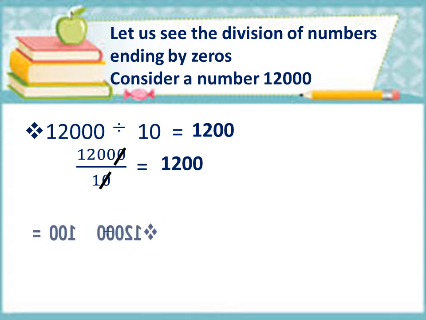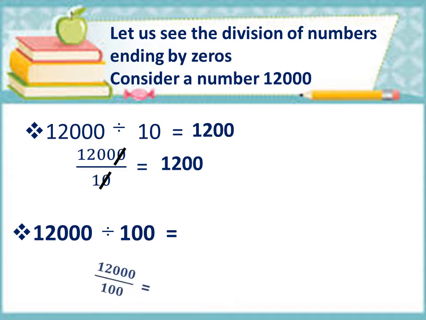Let us now take the same number 12,000 and divide it by 100. We apply the same method. Observe the divisor. How many zeros does it have? It has 2 zeros. So let us remove 2 zeros from 12,000. There we get 120.